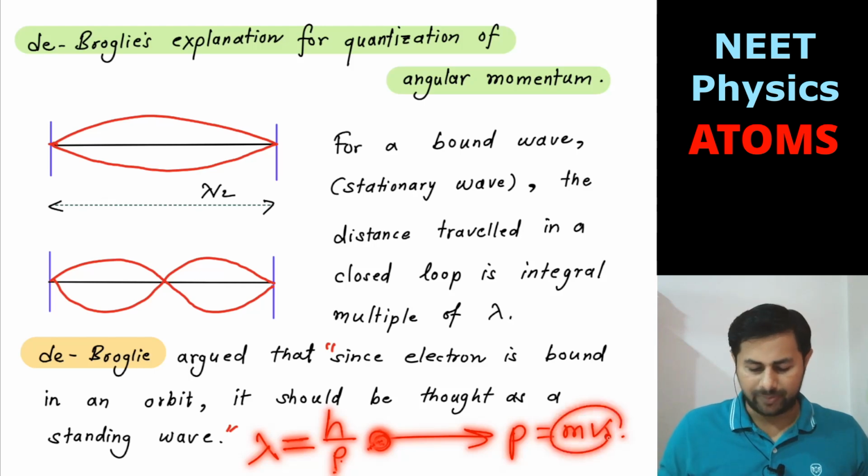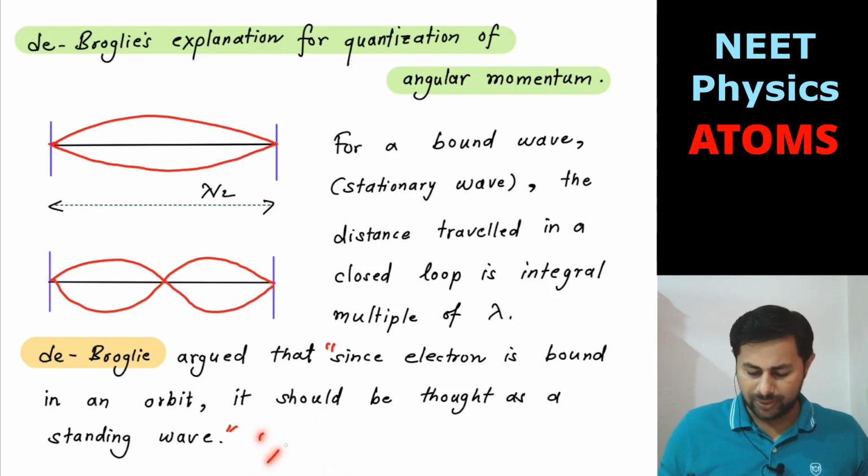Planck's constant divided by p, where p is the momentum, right? Lambda is equal to h by p. This is de Broglie's hypothesis. Now what's the connection here?